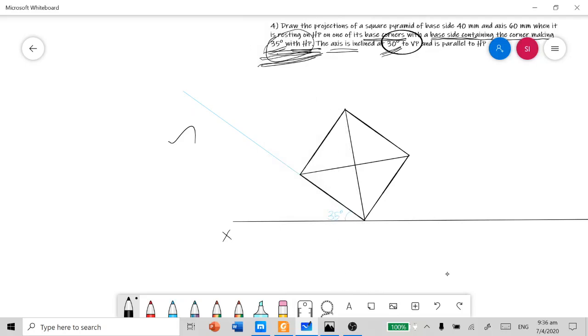Name the corners of the solid. It is a square pyramid. So in the base we have 4 base corners and one apex point. They are A dash, B dash, C dash, D dash and O dash. Now you need to project each and every corner towards the top view.